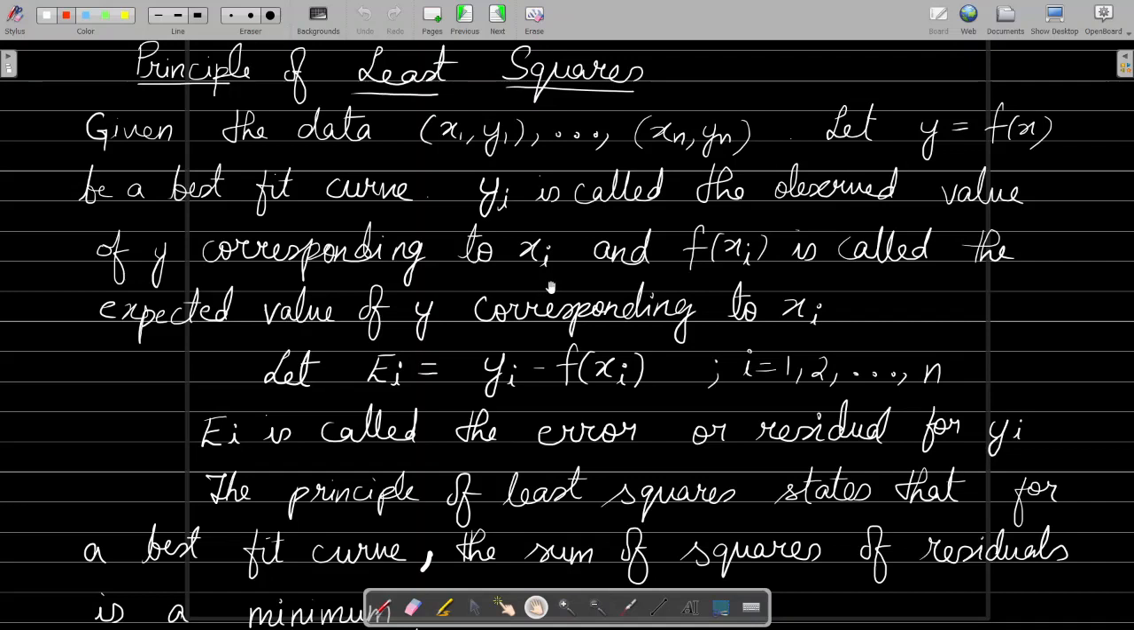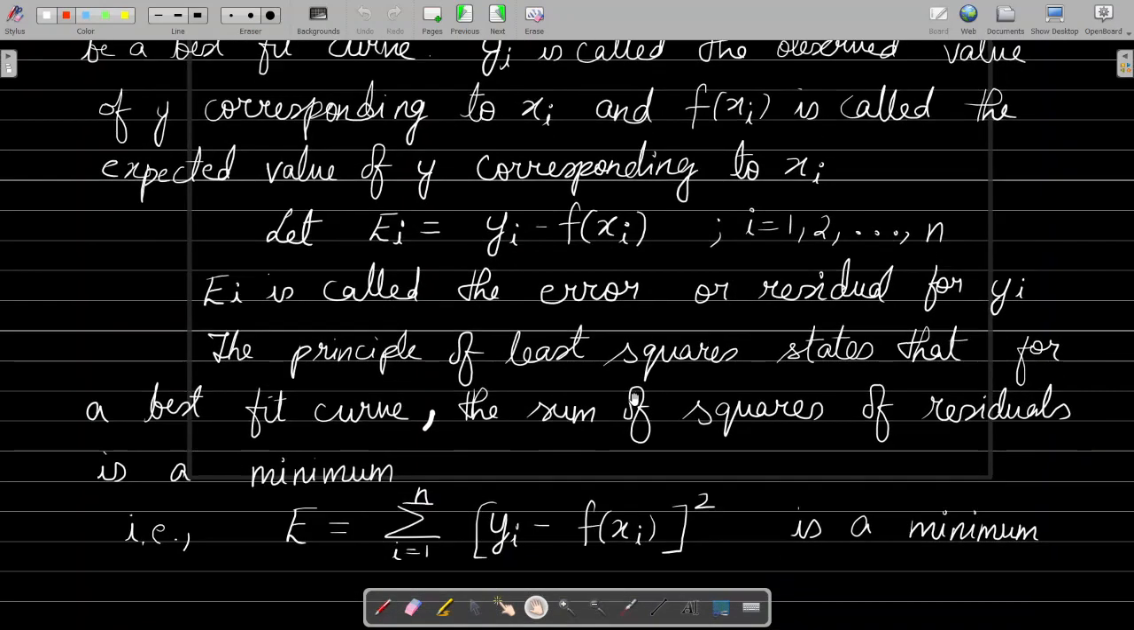Okay, so given the data x1, y1, x2, y2, etc., xn, yn, let y equal to f of x be a best fit curve. Yi is called the observed value of y corresponding to xi, and f of xi is called the expected value of y corresponding to xi. I'll explain these using a figure. Let ei is equal to yi minus f of xi. That is the error. Ei is called the error or residual for yi.